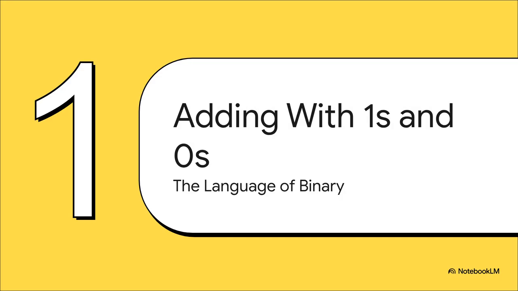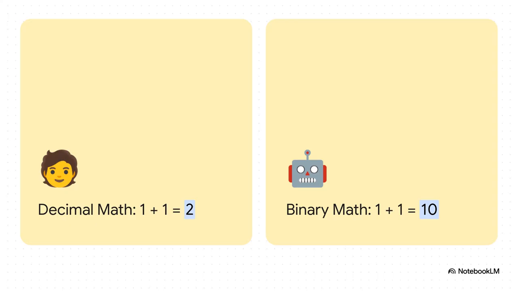Right, so to get how a computer adds, first we have to speak its language. And that language is binary. It's a world built entirely on just two numbers, 1 and 0. So in our world, the decimal system, 1 plus 1 is 2. We all know that. But in binary, 1 plus 1 equals 10.